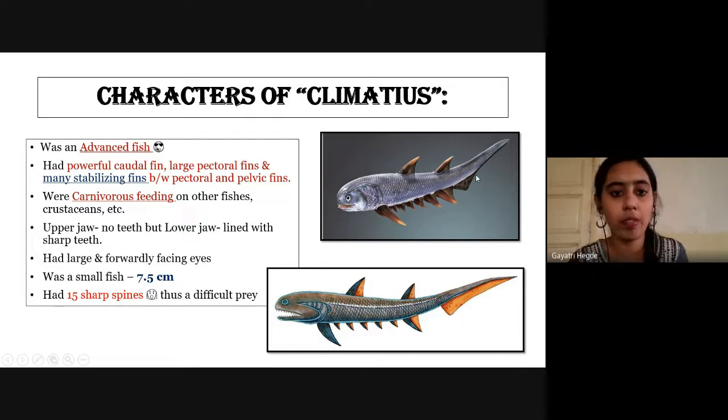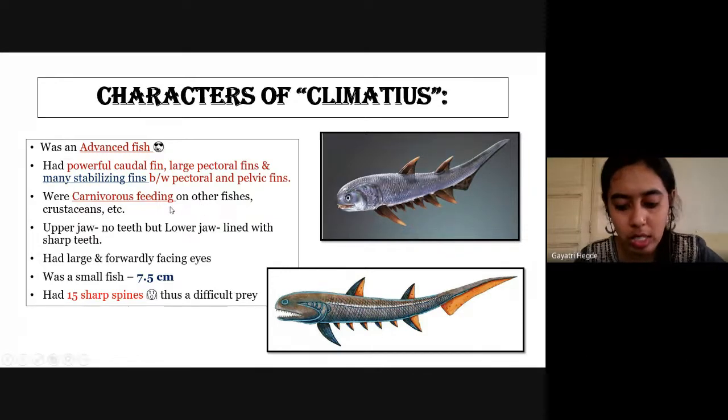ठीक है, it had a very powerful caudal fin, and their pectoral fins were very large. Can you see these pectoral fins? Okay, this is the pectoral fin. So there were large pectoral fins, and there were many stabilizing fins. मतलब ये, there were many stabilizing fins between the pectoral and pelvic fins.